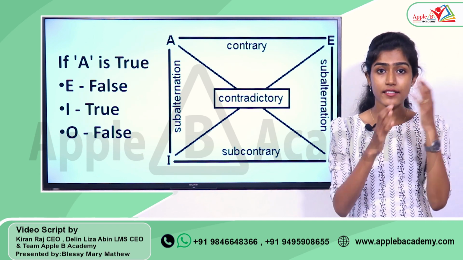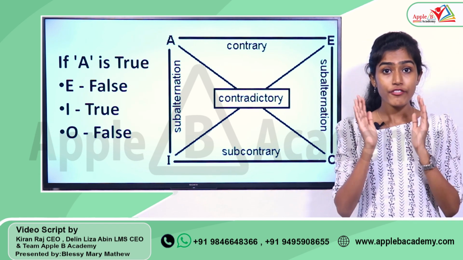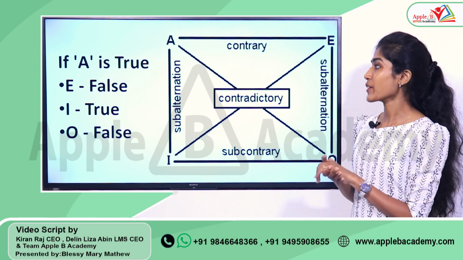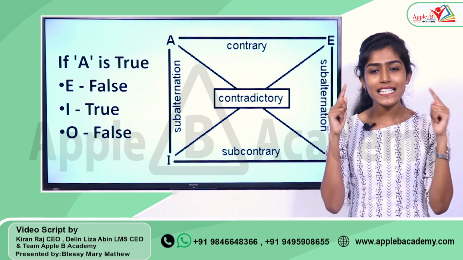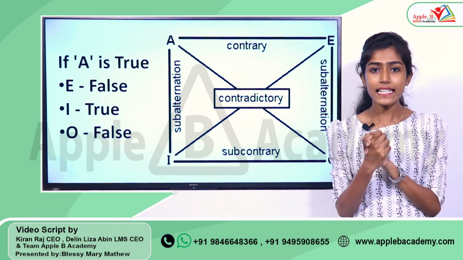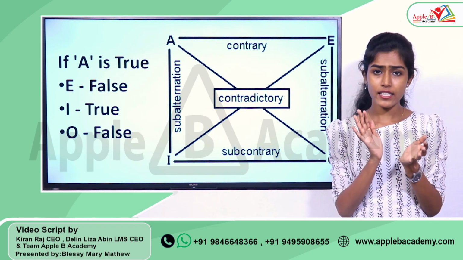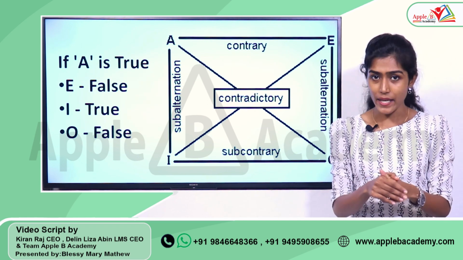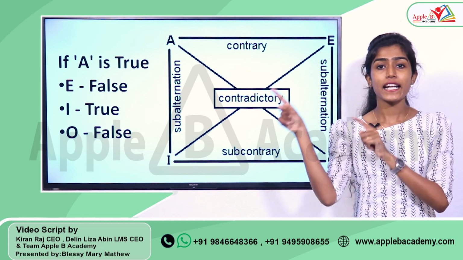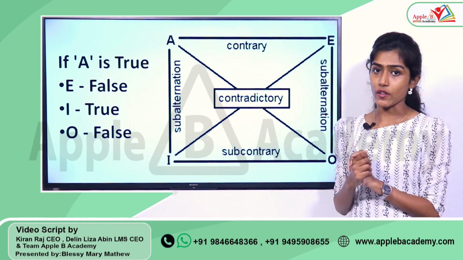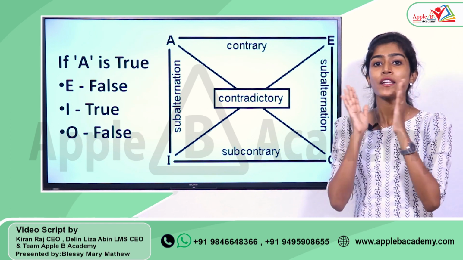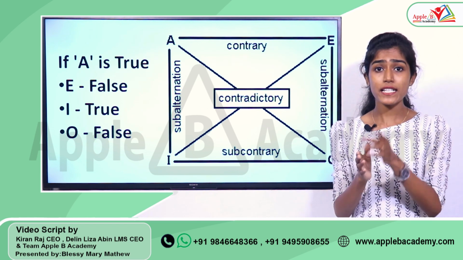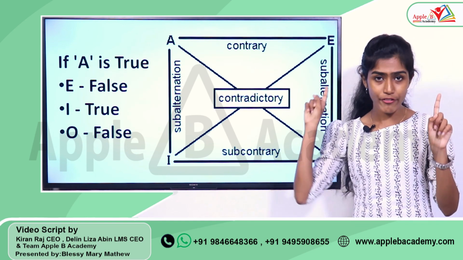This is what we have discussed in the previous video. They can be false together, but they cannot be true together. So what is the logic behind it? If they cannot be true together, that means if one is true, then the other one will obviously be false. That is what this logic is all about, right?